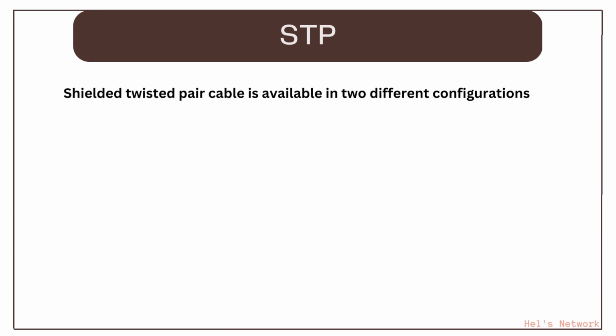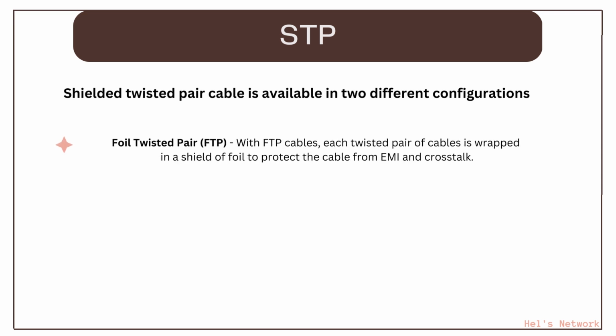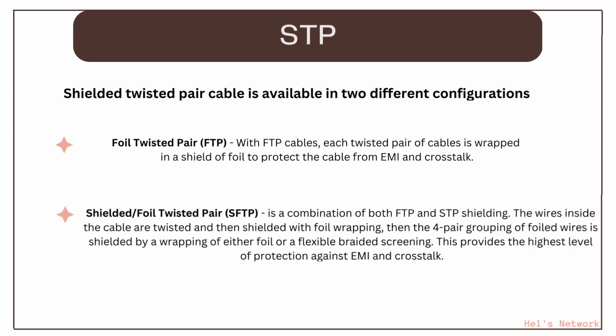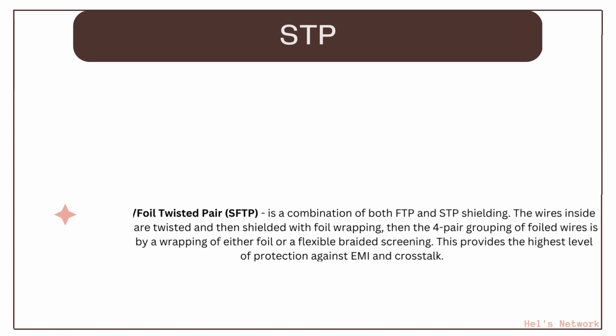STP cable is available in 3 different configurations: FTP, which stands for foil twisted pair, where each twisted pair of cables is wrapped in a shield of foil to protect the cable from EMI and crosstalk. Shielded foil twisted pair, or SFTP, is a combination of both FTP and STP shielding. The wires inside the cable are twisted and then shielded with foil wrapping. Then the 4-pair grouping of foiled wires is shielded by a wrapping of either foil or a flexible braided screening. This provides the highest level of protection against EMI and crosstalk.